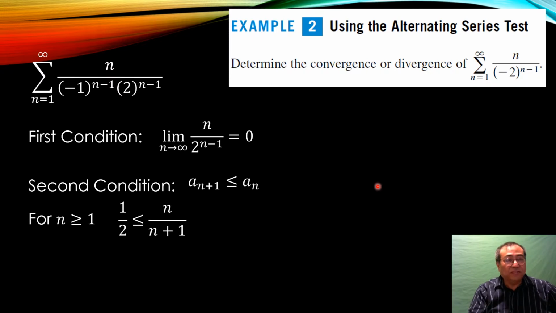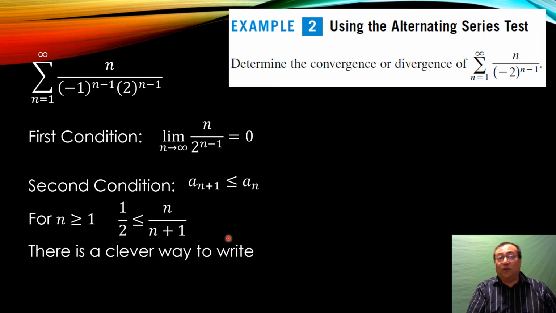So 1/2 is less than or equal to n over n plus 1, for n greater than or equal to 1. If n equals 2, that would be 2/3. If n equals 7, that would be 7/8. So yeah, 1/2 is less than any of those values. Now there is a clever way to write 1/2. We can write 1/2 in this form: 2 to the n minus 1 over 2 to the n. In other words, the difference between the numerator and denominator is just a factor of 2. For example, 1/2 is equal to 2/4.